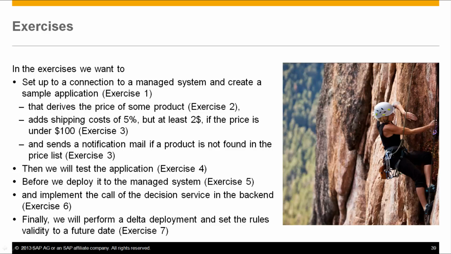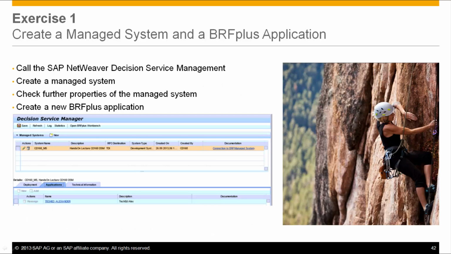Then we want to simulate the application on the managed system, Exercise 5, before we deploy it and call it from the managed system in Exercise 6. Finally, we will make a Delta deployment with an activation timestamp in the future in Exercise 7. In Exercise 1, we will create a managed system and a BRF Plus application for your business rules.